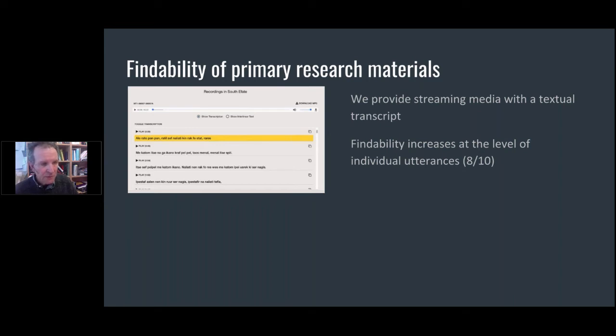So here's an image from our catalogue, and what we have is time-aligned transcripts of recordings. These allow us to play the recording, and you can imagine, because I won't show it to you, that as the recording plays, it scrolls through that transcript. So this is increasing findability significantly. You can resolve down to the level of words and find them in the context of the recording.